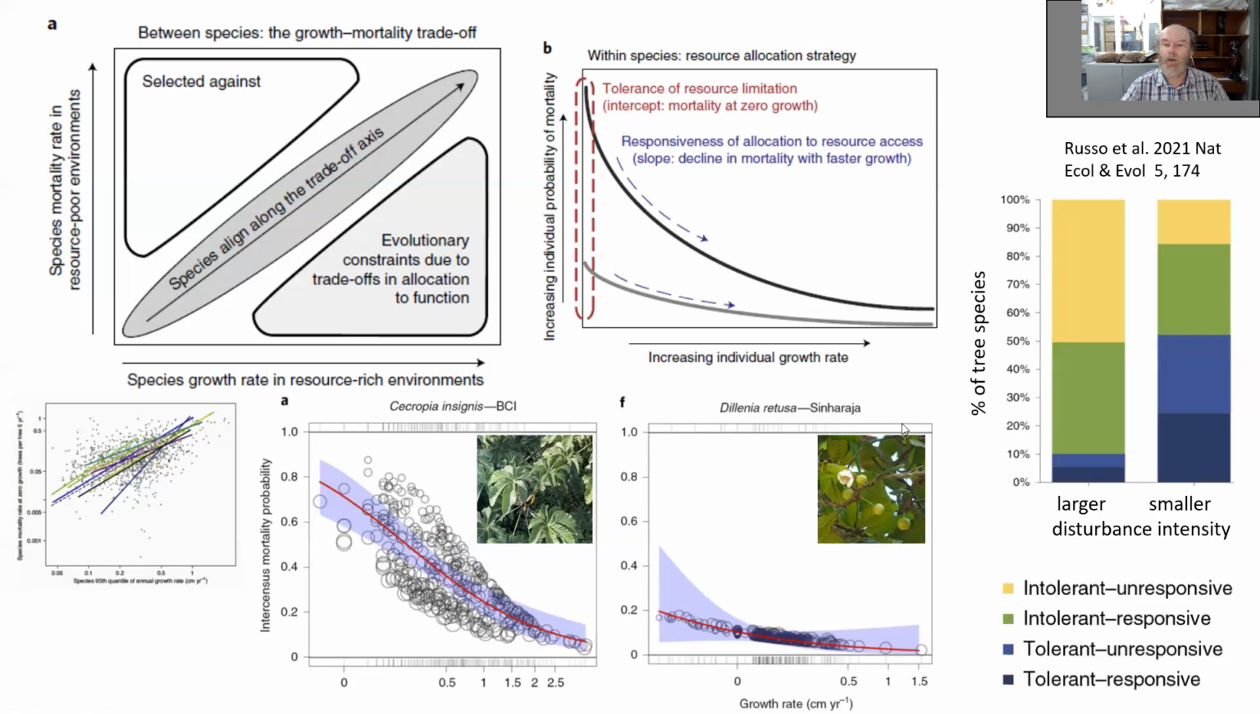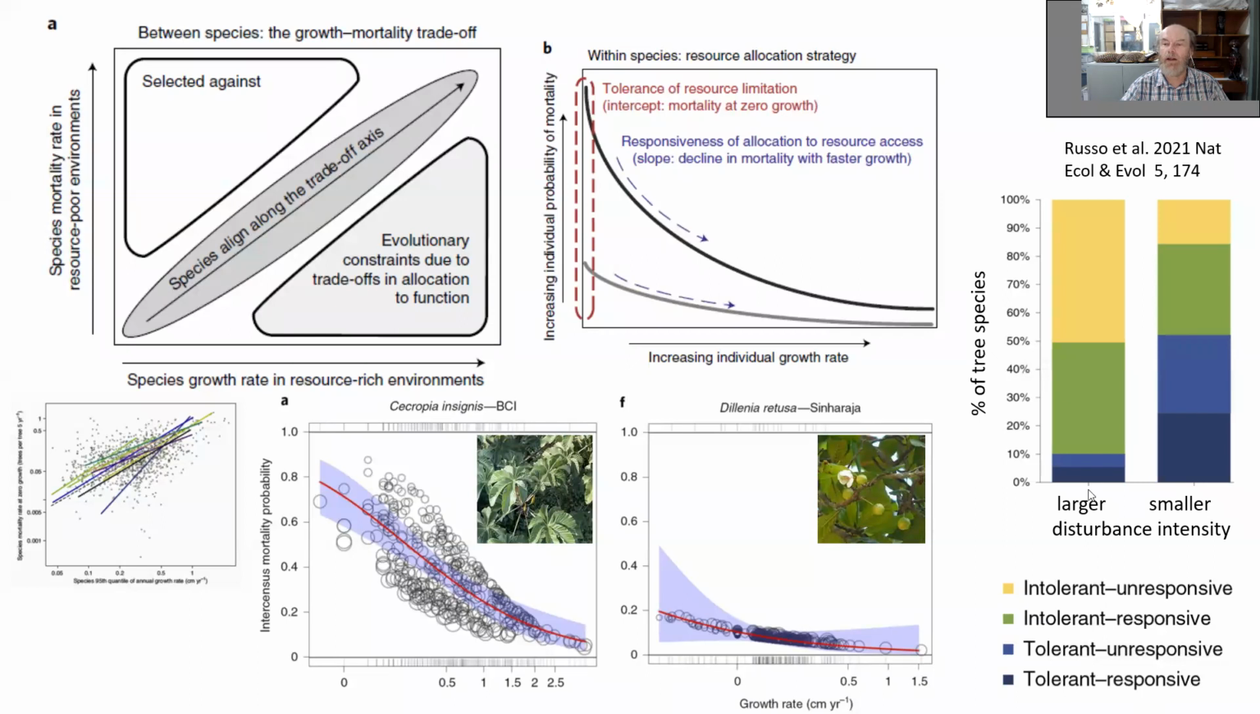Okay, and so we can look at different strategies. The paper actually classifies them into four. Intolerant, meaning intolerant of shade, unresponsive. So these are species which are always growing fast and always dying in the shade. Intolerant responsive, that's what we saw in Cecropia. They are flexible, but generally can't survive in shade. Tolerant unresponsive and tolerant responsive.